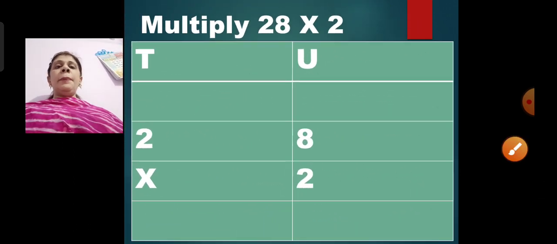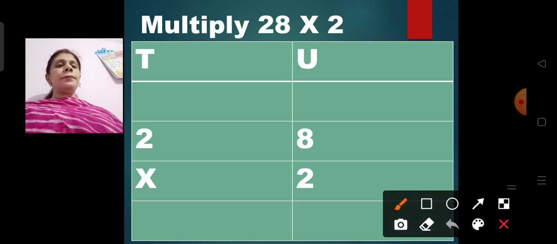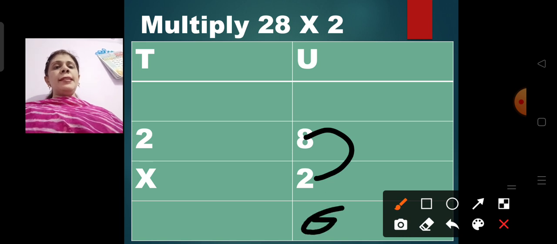Next, multiply 28 into 2. What is our question? 28 multiplied by 2. Let us start multiplying. The numbers are arranged according to tens and units. Let us multiply. 8 twos are 8 ones are 8, 8 twos are 16. For 16 I will write 6 here and 1 I will carry over in tens place.